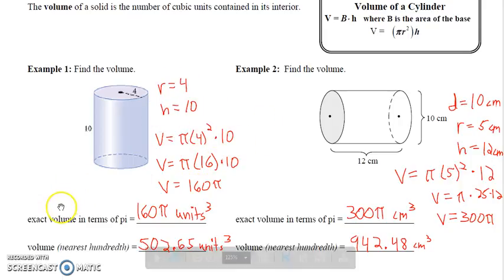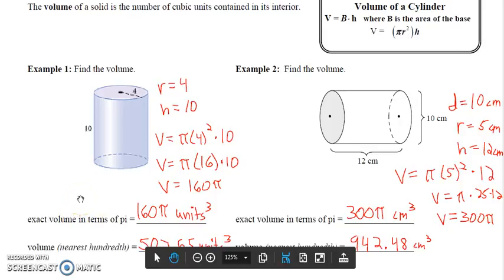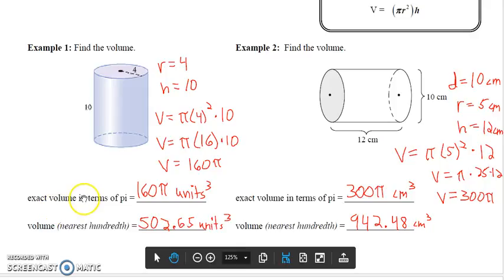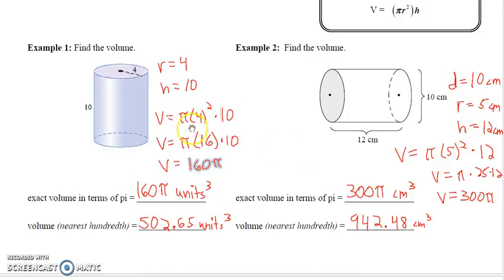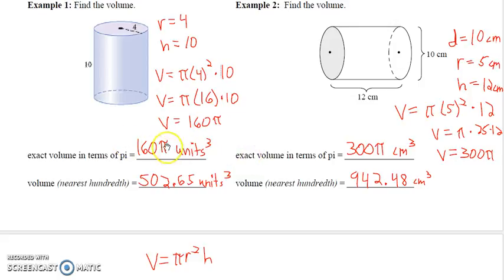Okay? Now, sometimes we ask you for the exact volume in terms of pi, so you're going to have a pi in your answer. And sometimes we ask you to round. So here's what it looks like if you are getting the exact answer. Okay? So I go pi times r squared times h. Well, 4 squared is 16, so I have pi times 16 times 10. Multiply the two numbers, that's 160, and you just say 160 pi. That's the exact volume in terms of pi.